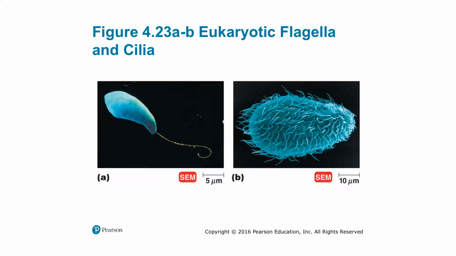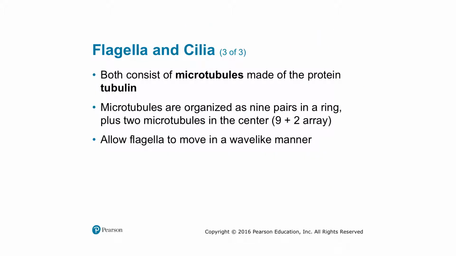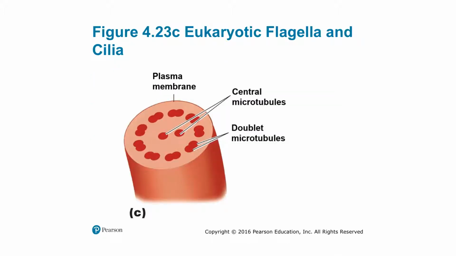If you look at the left, here is a flagellum, and if you look at the right, this is an example of cilia. Both of these consist of microtubules that are made of the protein tubulin, and the microtubules are organized as 9 pairs in a ring plus 2 microtubules in the center, so a 9+2 arrangement. This allows the flagella to move in a wave-like manner. And here you can see that 9+2: there are 9 different pairs surrounding the 2 central microtubules.